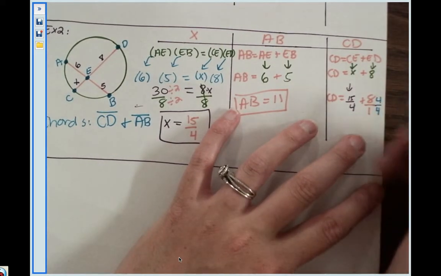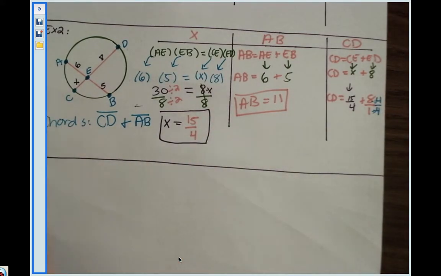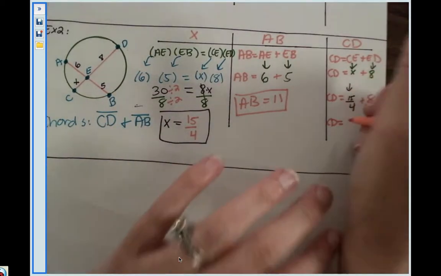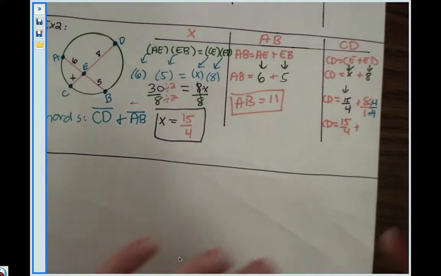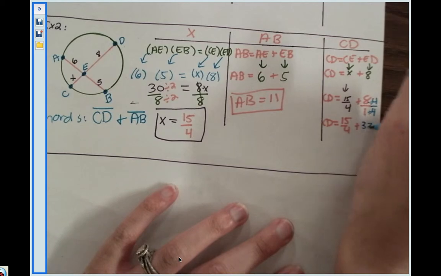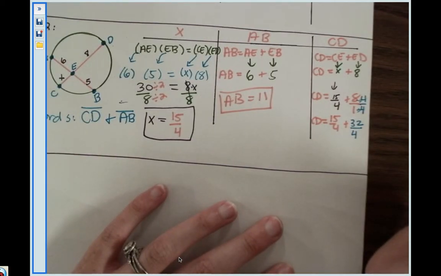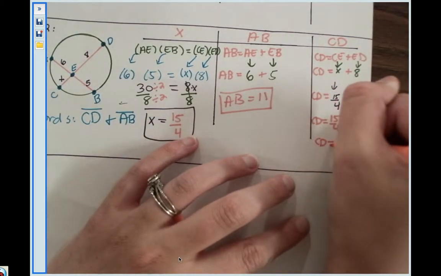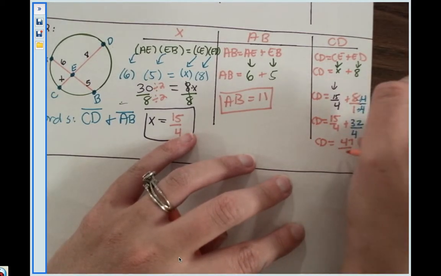Okay, I'm going to multiply straight across, trying to squeeze it in because I'm running out of space. So CD equals 15/4 plus 8 times 4 if I multiply across. 8 times 4 is 32, over 1 times 4, which is 4. Look at that, I have a common denominator now. So now I can actually add these together. So CD equals 15 plus 32, which gives me 47 over 4.